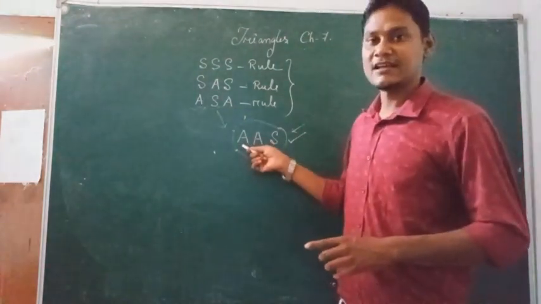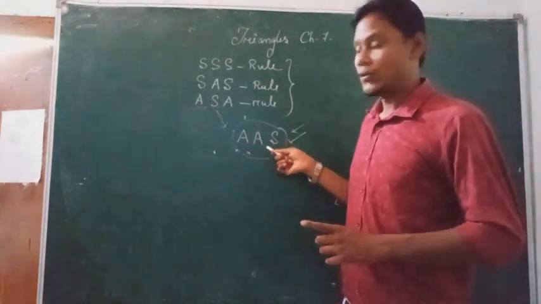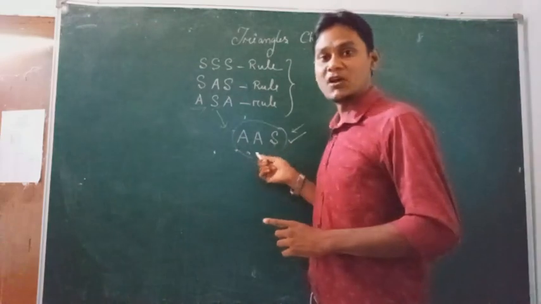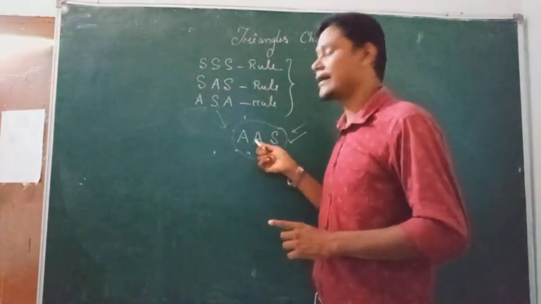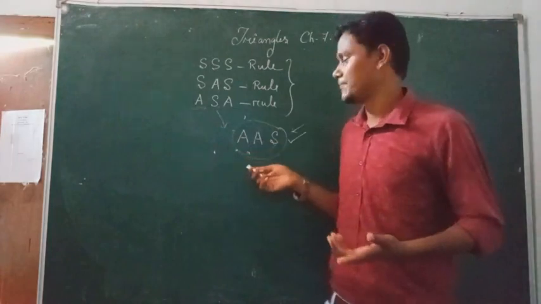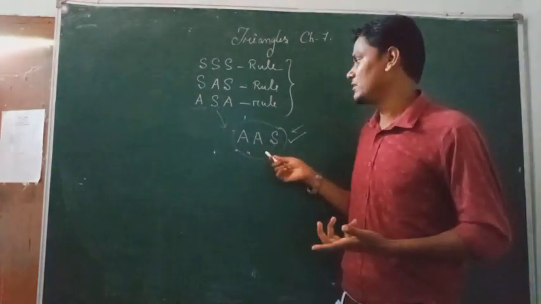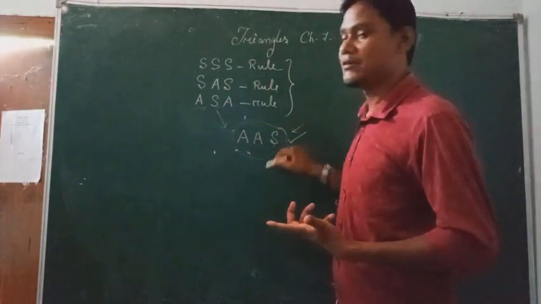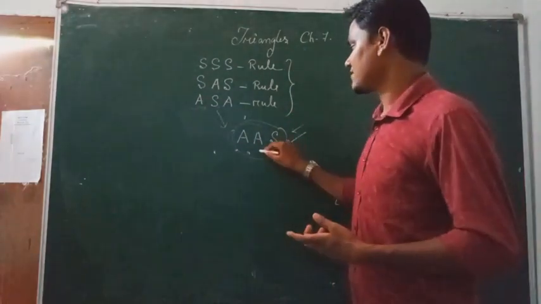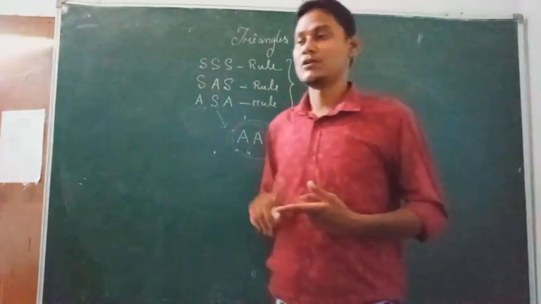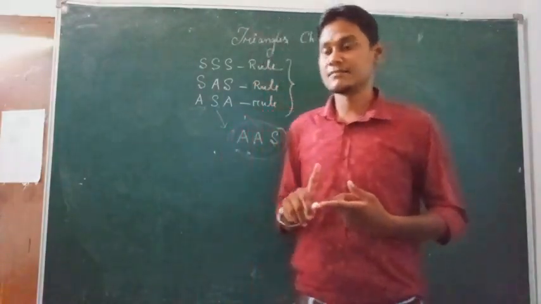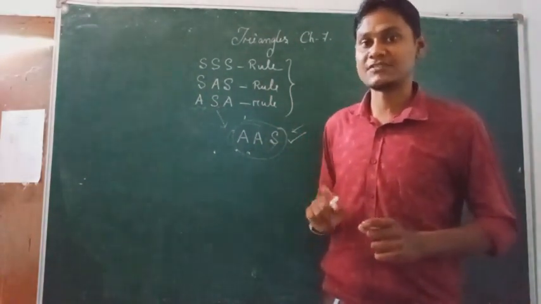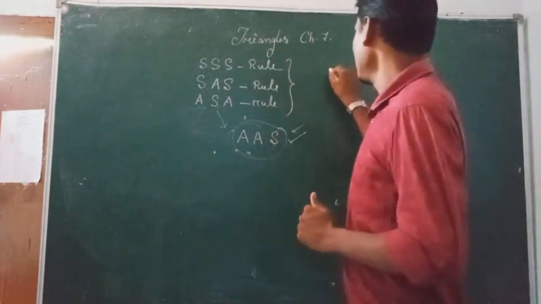But in the angle angle side rule, the side may not be included in between the two angles. If I ask you how it is possible, and why we can write this particular rule, the answer is straight away: because we all know that according to the angle sum property of a triangle, the sum of the three angles of a triangle is 180 degrees.